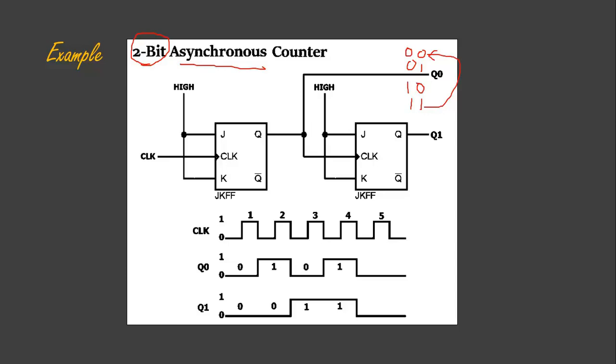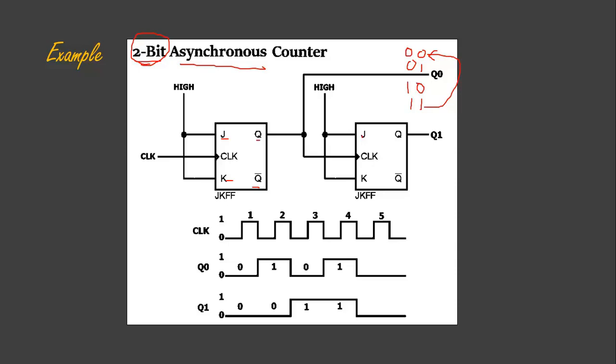This block is nothing but representing a JK flip-flop. These are the two inputs J and K, the outputs Q and Q bar. This is another flip-flop, J and K, Q and Q bar. Why do I require two flip-flops? Because one flip-flop can store 1-bit data and I'm going to design a 2-bit counter, so I need at least two flip-flops to store that 2-bit data.